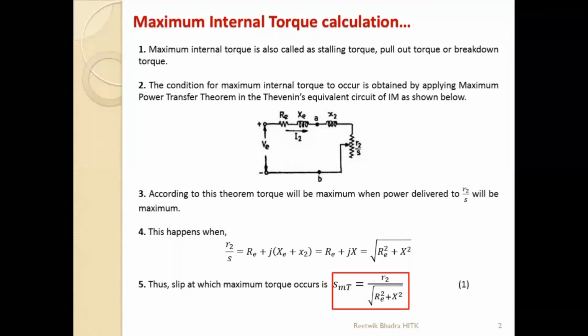In order to calculate your maximum internal torque, we have to find out the maximum power at the output, because power is proportional to your torque. From that power only you can find out your torque. That's why we need to find out maximum power at the output. So we'll apply the maximum power transfer theorem.